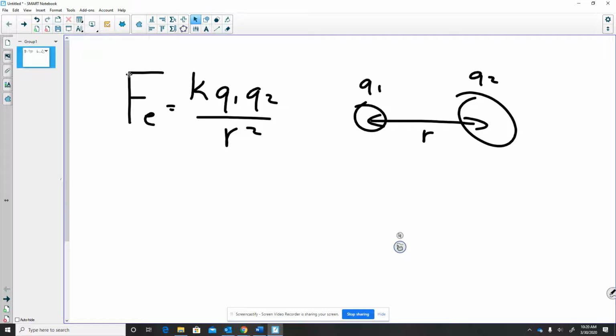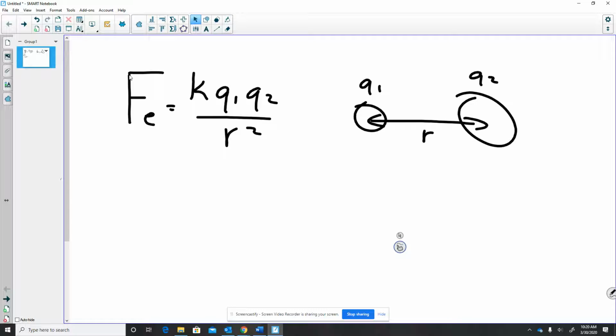As you can see in this formula, the distance between them is an inverse square. So the further apart these objects are, the less the electrostatic force is going to be, and inverse square proportionately as well. So this is our electrostatic force, and this is my distance apart. It drops off very, very quickly.